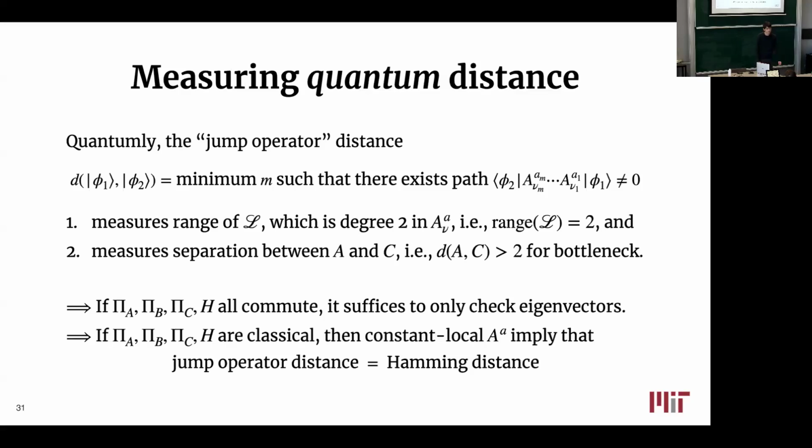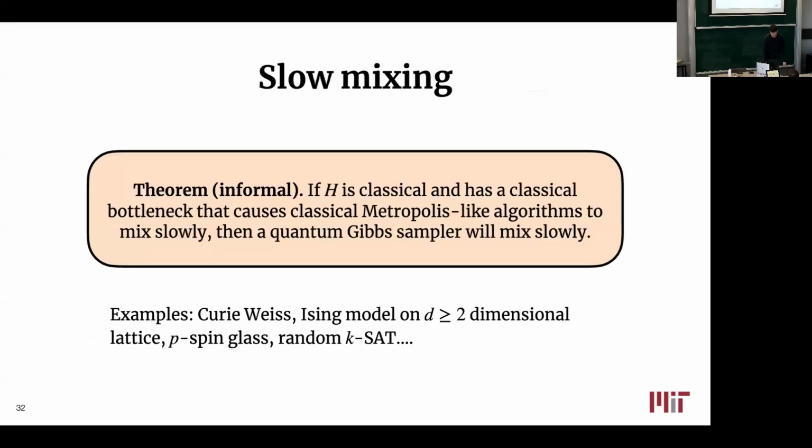And so, as you said, everything is classical. So if you have a classical Hamiltonian, all of this turns into just Hamming distance. And so you also immediately get this result that if you were mixing slowly when we used Hamming distance for classical Metropolis-Hastings algorithms, you're also going to mix slowly when you do these quantum Gibbs samplers. And so that's also our first theorem. Again, the proof for this is now very short and quite general. So now, if you have a random K-SAT instance, or a p-spin glass or something that is classically hard, I'd recommend not running the quantum Gibbs sampler.